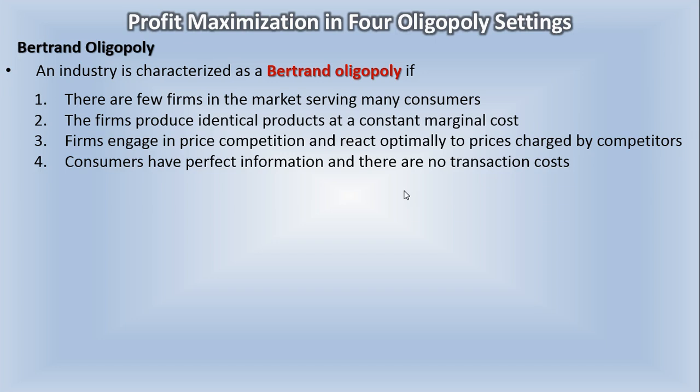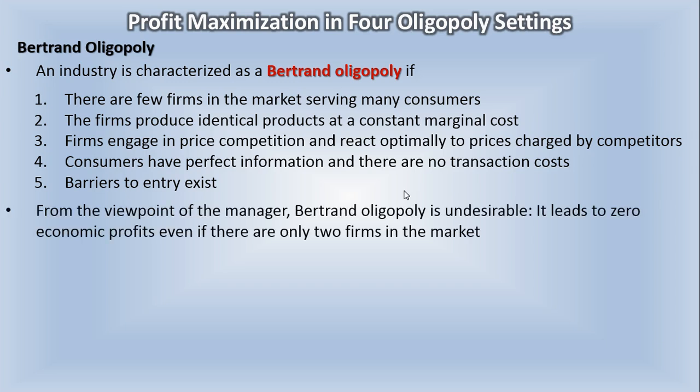And again, consumers having perfect information means that everybody knows that everybody is selling the same thing. Everybody knows that the quality of what is being sold is the same across sellers, and that everybody who wants to buy something has a lot of options to buy from more than just one seller. But of course, barriers to entry do exist in this market, which is not the case in the perfectly competitive setting. So from the point of view of the manager, a Bertrand oligopoly is undesirable.